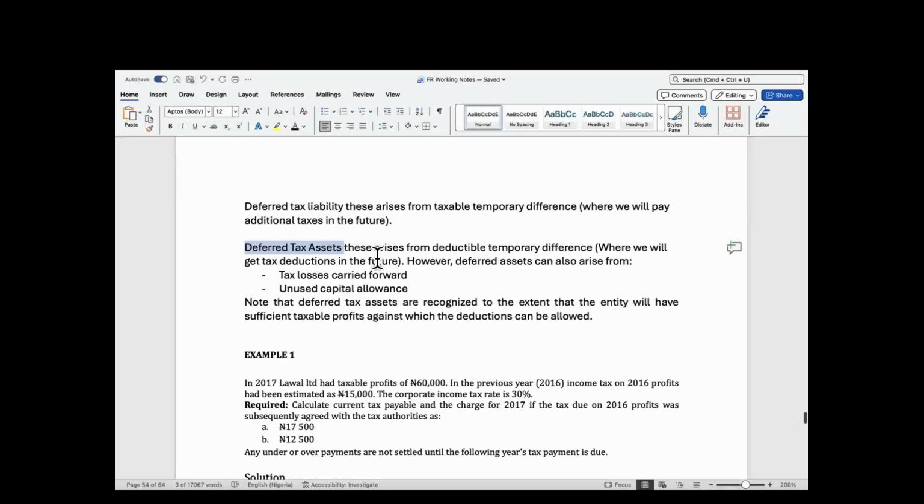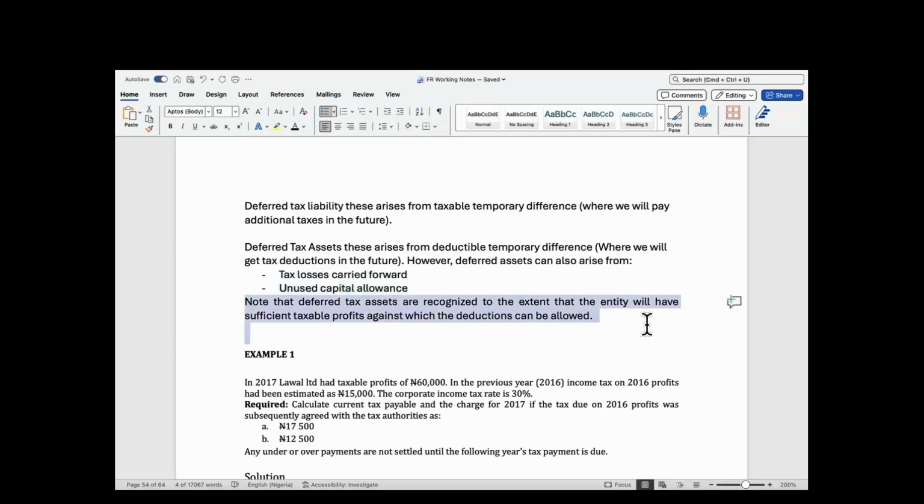There are other items that result in deferred tax assets, like tax losses carried forward. When you carry forward tax losses, the tax law requires that you can use it to offset or to reduce your tax in the future. So that is also a deferred tax, because you will get a tax deduction in the future. It results in a deferred tax asset. The same thing for unused capital allowances. They are usually deducted against your profits in the future. So you are getting a tax deduction in the future. So it's a deferred tax asset.